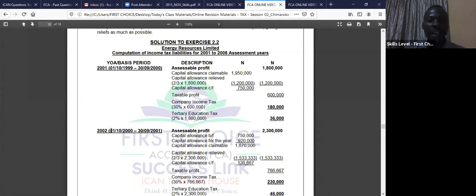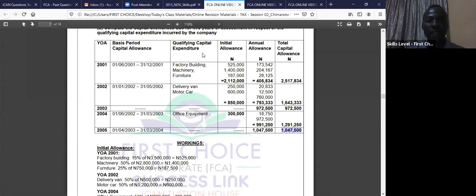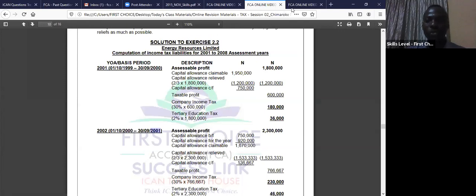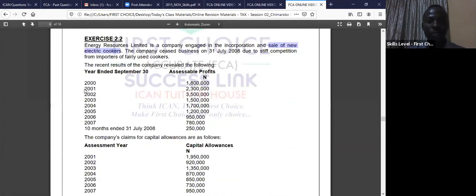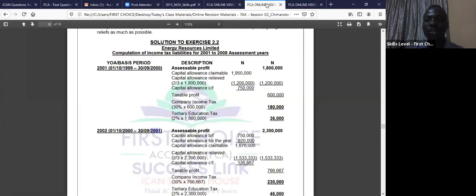The second year, they gave you the figure. This is year 2002. We are going to be taking the figure for the year ending 2001. So that's where we are taking our figures: 2.3 million. So 2.3 million is our assessable profit. Okay? So now the capital allowance brought forward: the one that was carried forward from last year, you are now bringing it to this year.